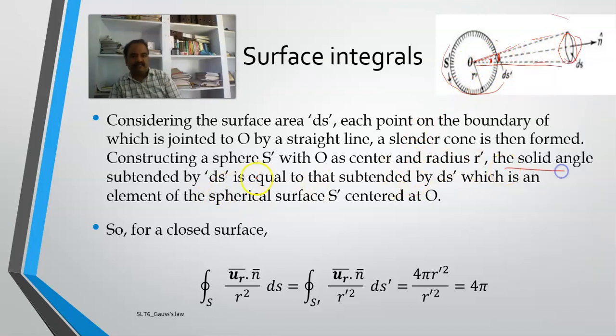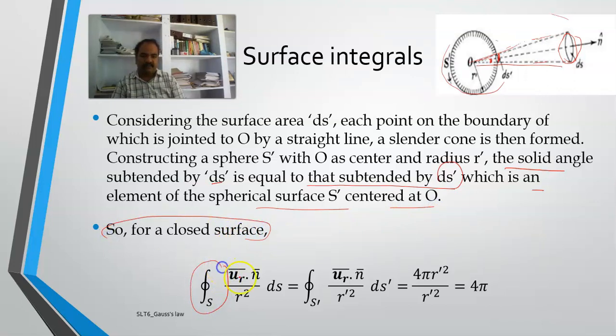Whatever solid angle is subtended by ds is equal to that subtended by ds dash, which is an element of the spherical surface S dash centered at O. So for a closed surface, this is ur dot n by r square into ds. I am going to do this for an entire surface now.